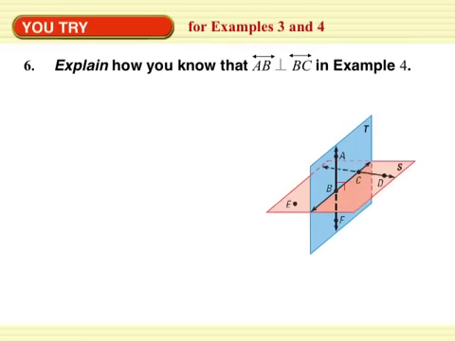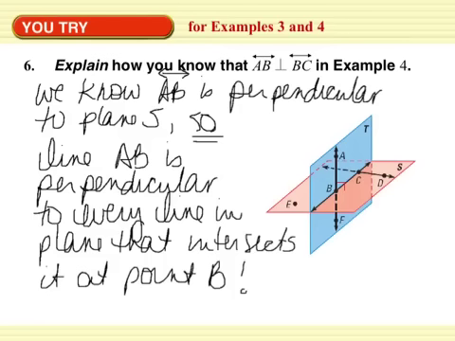Explain, how would you know that line AB is perpendicular to line BC in example 4? Push pause, please. All right. This is the definition of perpendicular, which is why it's so important that we memorize our definitions. We know that line AB is perpendicular to plane S because it was given in example 4. So, line AB is perpendicular to every line in the plane that intersects at point B. Pretty cool.